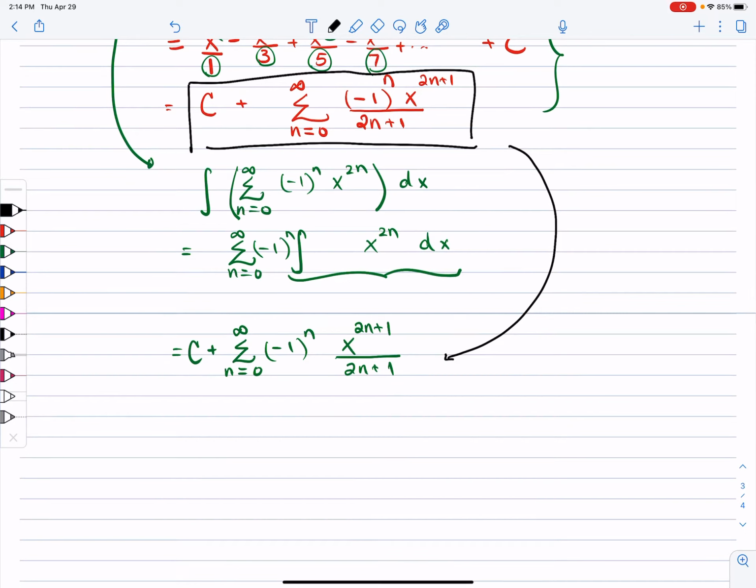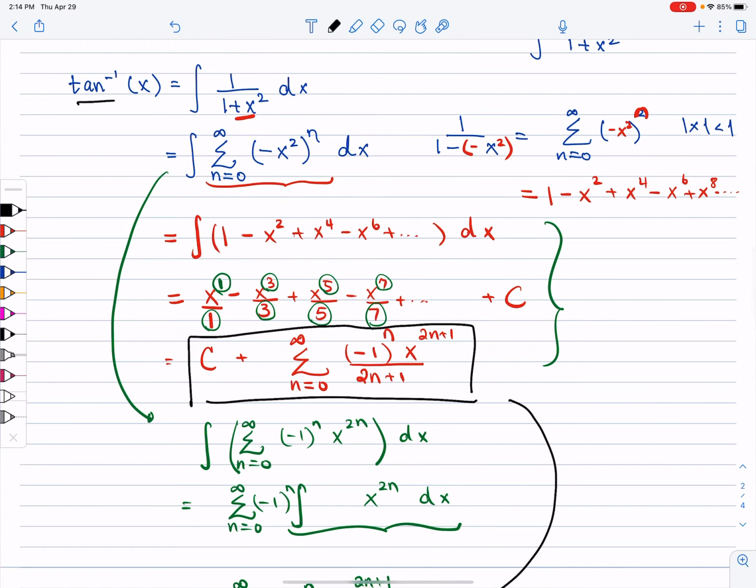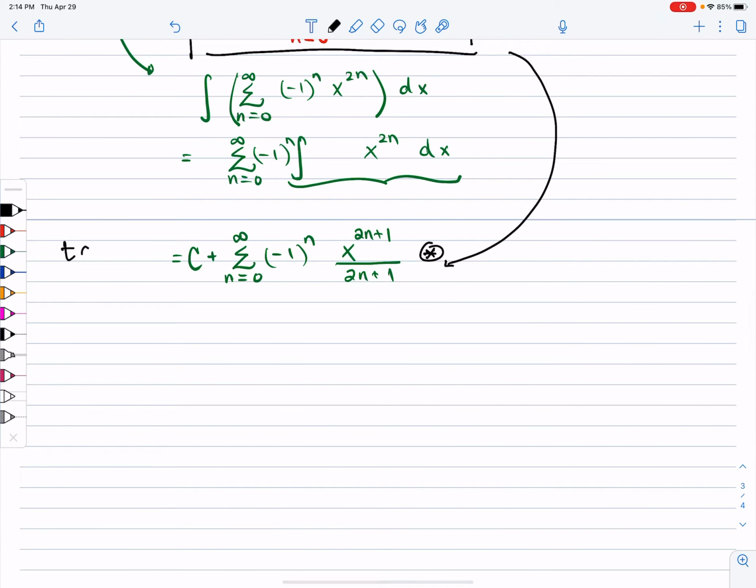Now, what is this last step here equal to? Well, that step is equal to tangent inverse of x. So let's say that tangent inverse of x is equal to some constant plus sigma as n goes from 0 to infinity, -1 to the n, and so forth.